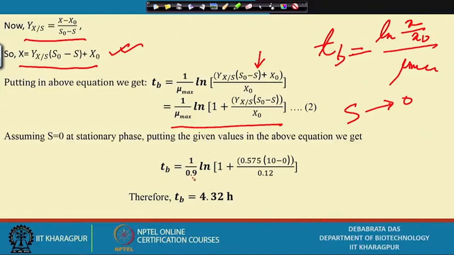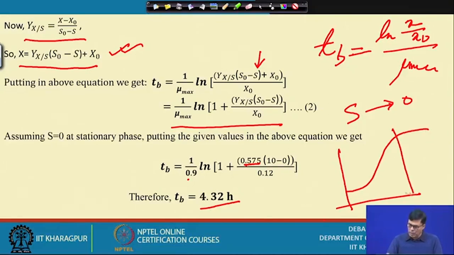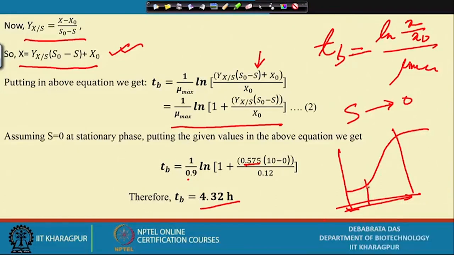This is 1 by 0.9, if 0.9 is the mu max value, then Y x by s is 0.575, and 10 grams per liter is the substrate and S is 0, and x 0, the initial cell concentration, is 0.12. So, the total time required for the batch process will be 4.32 hours. That means this is how long is the time required to reach the stationary phase, which we assume starts after the log phase. This is 4.32 hours that we can reach this stationary phase.